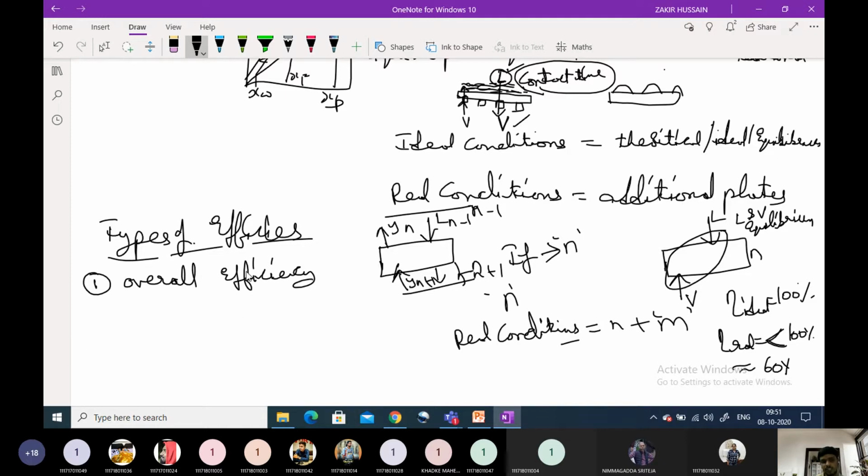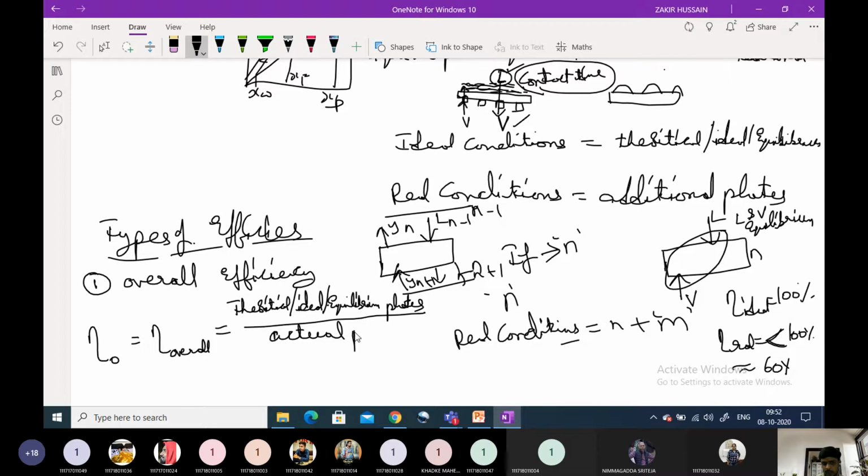Then what does overall efficiency mean? The overall efficiency is denoted by eta overall, or sometimes in some textbooks given as eta subscript O. Overall efficiency is nothing but the theoretical or ideal or equilibrium plates required for the desired degree of separation divided by the actual plates required for the same degree of separation.